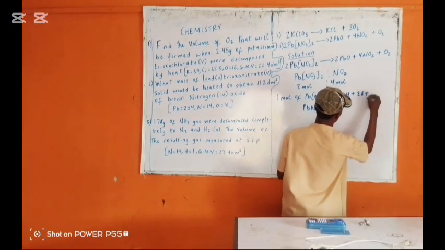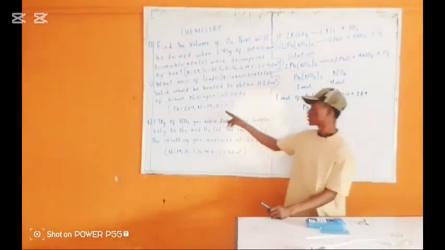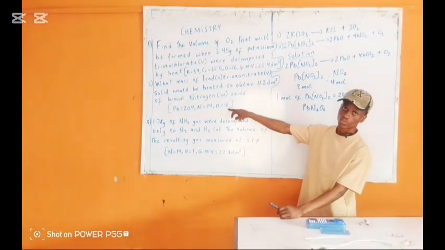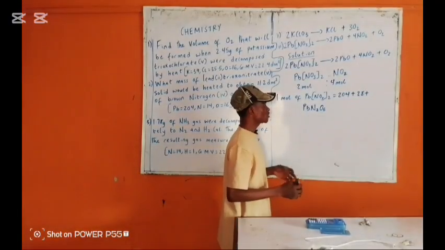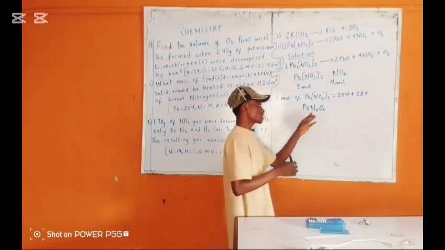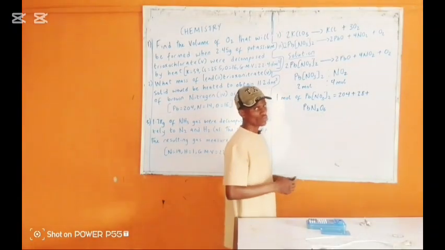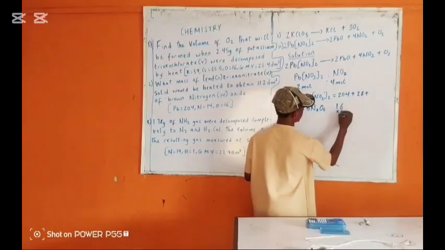28 plus. Now what is oxygen? Oxygen is 16. But how many oxygen do we have here? We have 6 oxygen. So 16 times 6, we have what? 96. Let's confirm. 16 times 6.